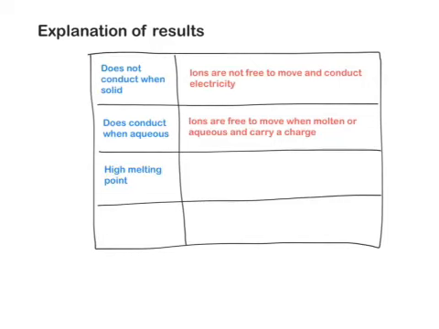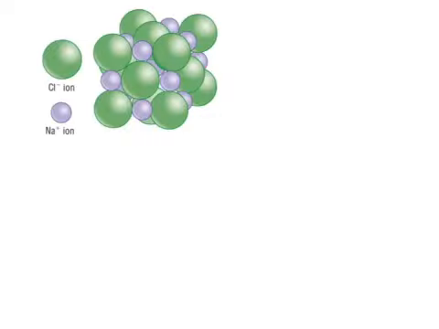Okay, let's have a look at our third property, high melting point. To explain this, let's go back to our original model. Okay, let's have a look at our ionic lattice in more detail. This here is just a small portion of an ionic lattice. They are much larger than this in reality.